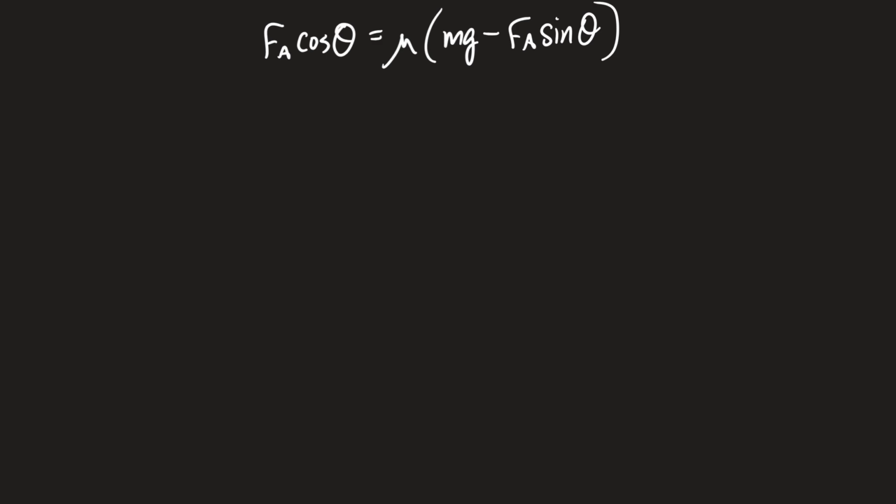Well, I see that it's pretty buried on the one side. So there's a number of ways I can go about getting it to be unburied. But the way I'm going to choose to do it is to distribute the mu. I'm going to start there by breaking up that parentheses and get FA cosine theta equals mu mg minus mu FA sine theta.